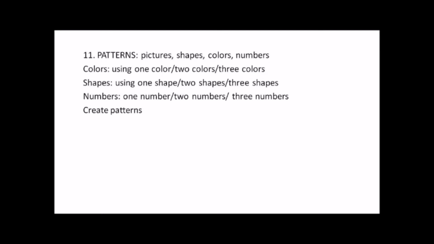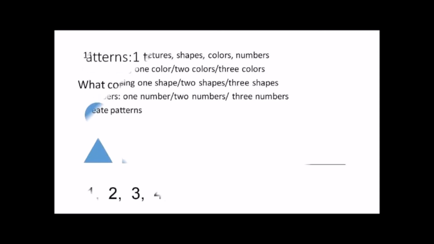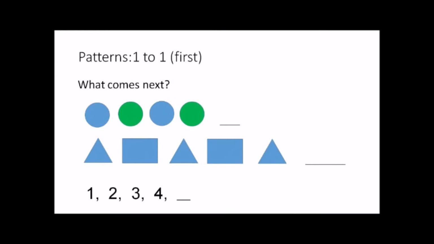Next, they move on to patterns, and you can use pictures, shapes, colors, numbers for patterns. Colors, use 1 color before you move on to 2 or more. Shapes, use 1 shape before you move on to 2 or more. For numbers, just use 1 number. I'll show you what that means before you move on to 2 or more numbers for patterns. And here I have it, patterns 1 to 1 first.